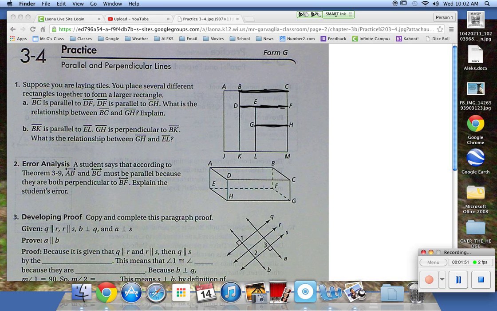Law of Syllogism? All right. So we know that since this one's parallel to this one and this one's parallel to this one, then these two right here, not that one, these two right here are parallel. Do you like that? Draw a line in the middle between two lines.